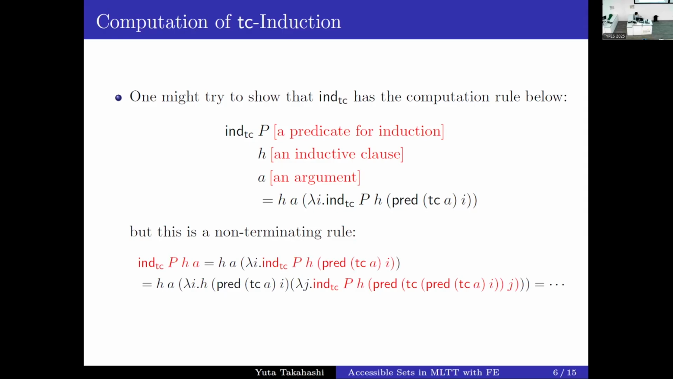But this is a non-terminating rule, so we cannot derive this rule in, for example, intensional Martin-Löf type theory, because that theory is terminating. So if we compute this red part, then we have this term. And we can compute this red part again, then by the rule, we have this term, and so on. So here we have a non-terminating term. So we cannot derive this rule in intensional Martin-Löf type theory.